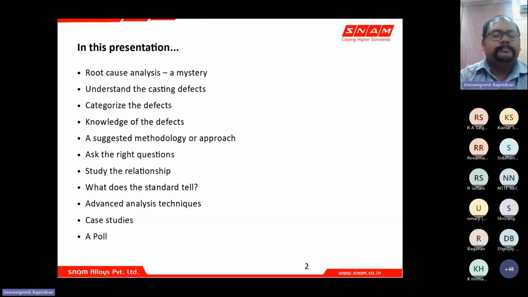Okay. So this root cause analysis has always been a mystery, and it continues to be a mystery because there are some things called unknowns and unknowables. Sometimes, for the comfort of ourselves, we keep the unknowns as unknowables. So let us try to unfold some of the unknowables today, and let us understand the casting defects, and we'll try to sort all these defects.